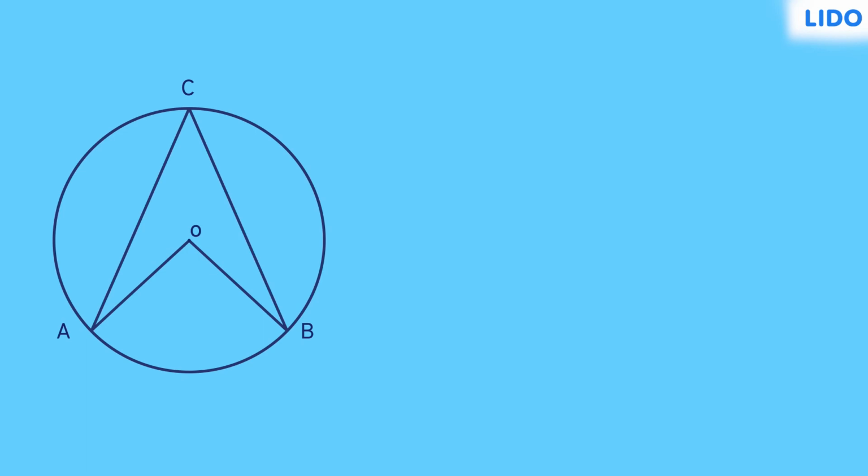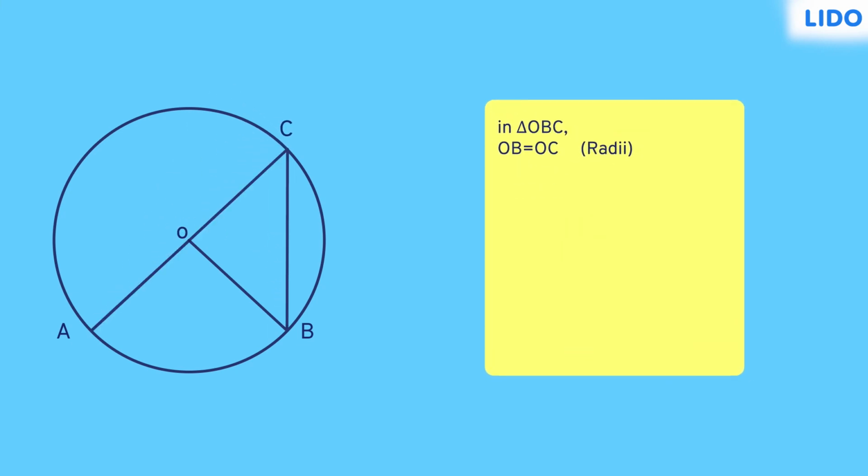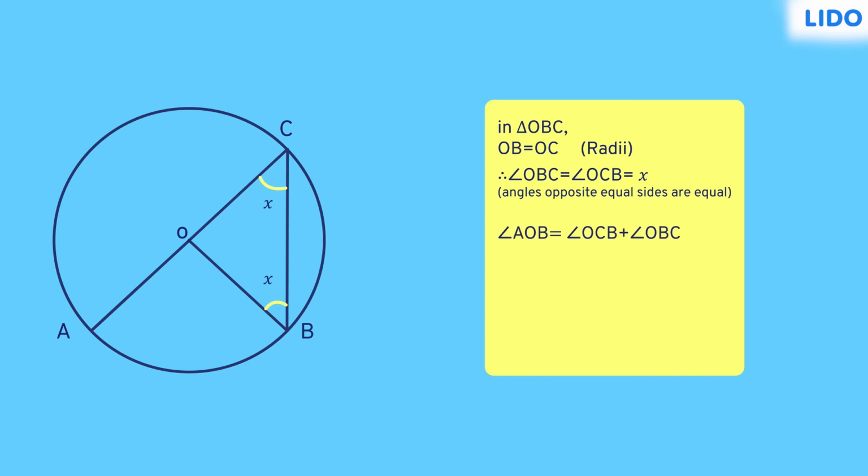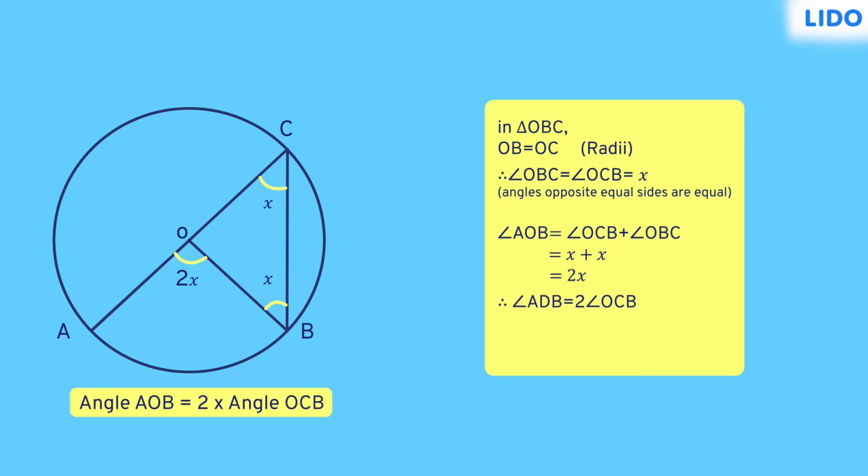But is that the only way? Let's look at the figure again. If we move point C like this, such that AOC is a straight line, it becomes much easier. In triangle OCB, OB and OC are equal. So angles OBC and OCB are equal. Let's call them X. Now central angle AOB is the sum of angles OBC and OCB, exterior angle property, which means that angle AOB is 2 times X. Which means angle AOB is 2 times angle OCB, which is 2 times angle ACB.